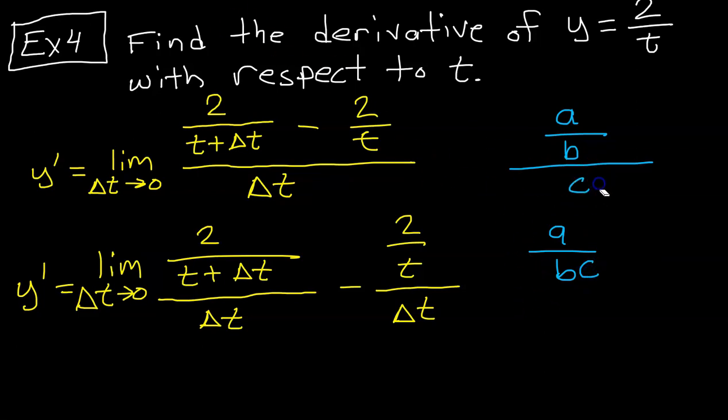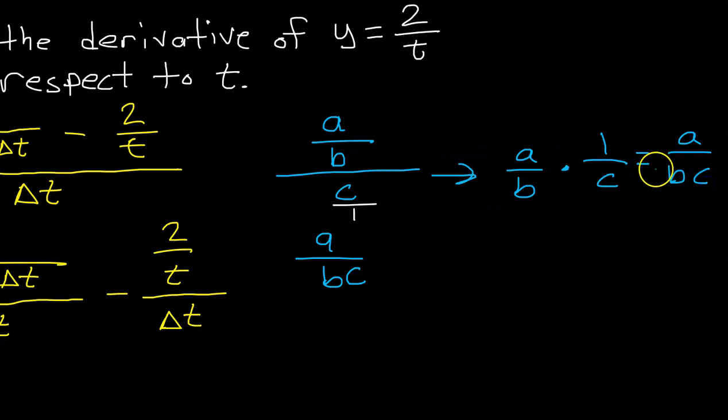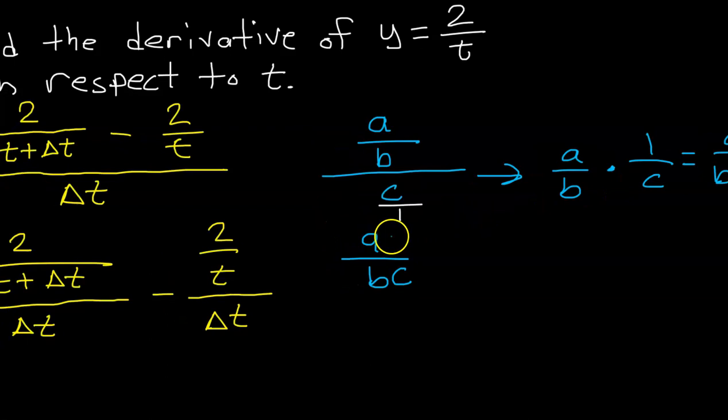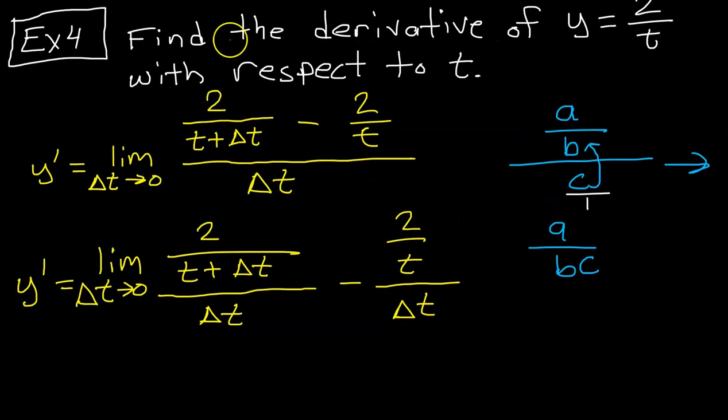Technically, what I did was I multiplied by the reciprocal. If this was c over 1, then this would become a over b times, and I'm multiplying by the reciprocal. It'd be 1 over c. So you can see how I'm going to get a over bc. I don't want to go through this thought process every time. If you have a fraction divided by a third thing, just stick it in the denominator. It's quick, it's easy. Do it.